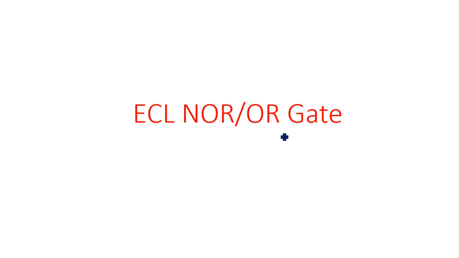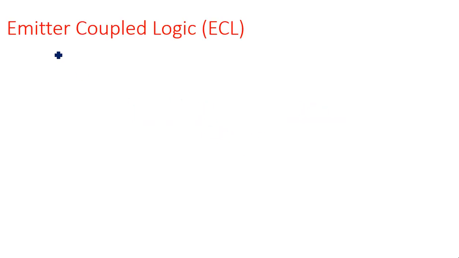Hi everyone, in this video I'm going to explain about ECL NOR or OR gate. ECL stands for emitter coupled logic. Emitter coupled logic, that means in this particular configuration of logic families we are using bipolar junction transistors where the emitters are coupled together.